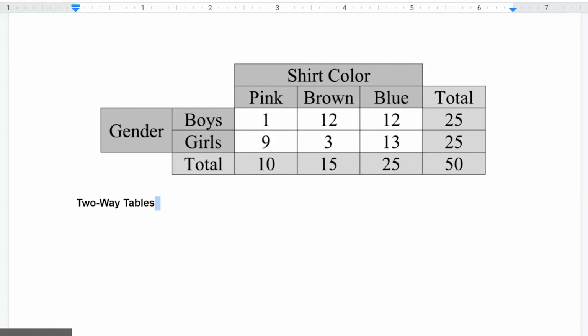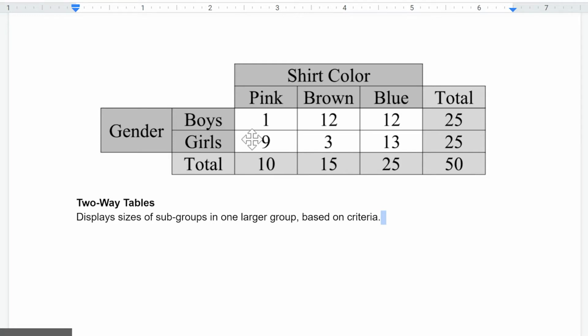Today we're going to be talking about another way of displaying data. This way is known as two-way tables. A two-way table displays sizes of subgroups in one larger group based on criteria. So in this two-way table, the larger group is shirt color, and the subgroups are the colors of the shirts, so pink, brown, and blue. The criteria is gender, so whether or not it's a boy or a girl wearing the shirt.